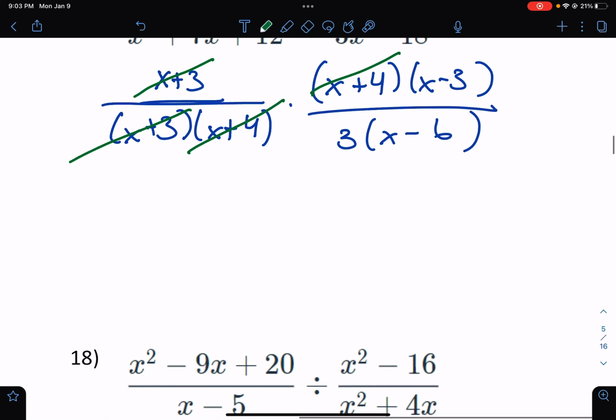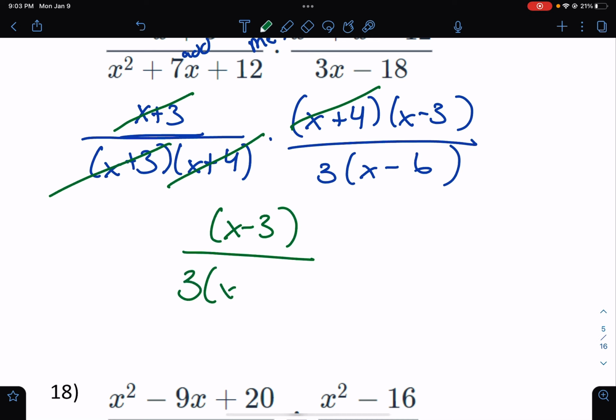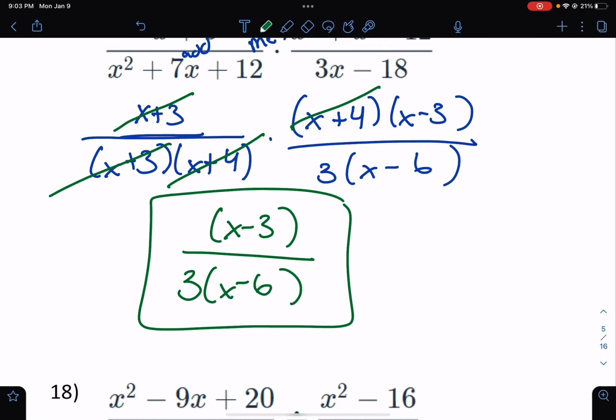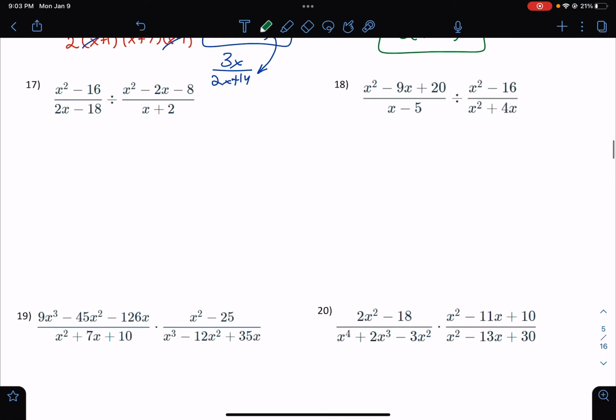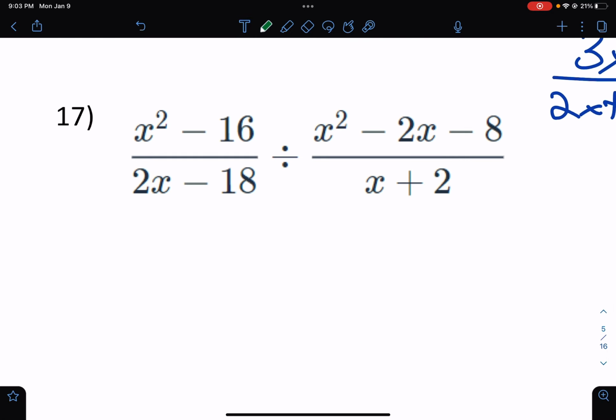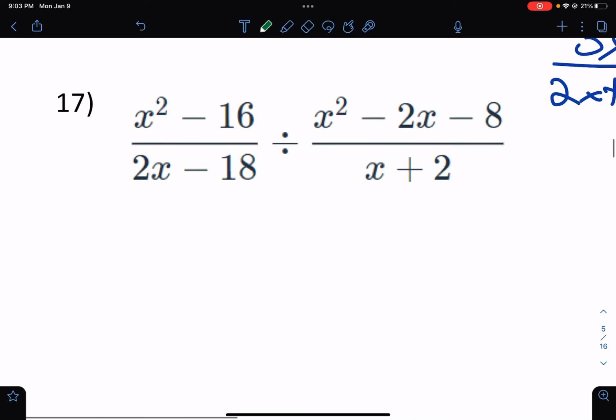All right, so then we are left with an x minus 3 on top, and then a 3x minus 6 on the bottom. All right. Okay, so now let's go ahead and do some of these division ones. All right. Now, again, I want you to think back. When you divide fractions, you keep the first guy the same. You change the middle guy to a multiplication. You flip the second fraction. So let's go ahead and try this.